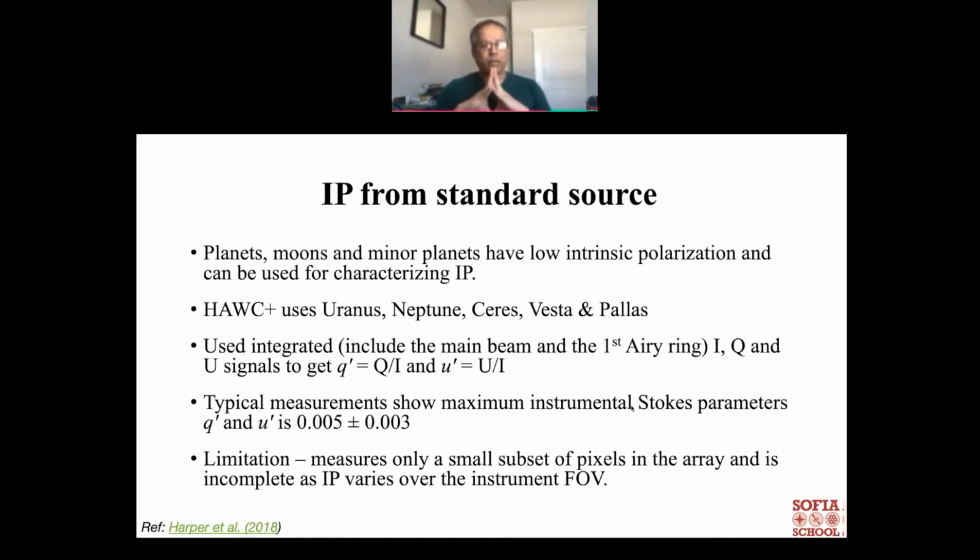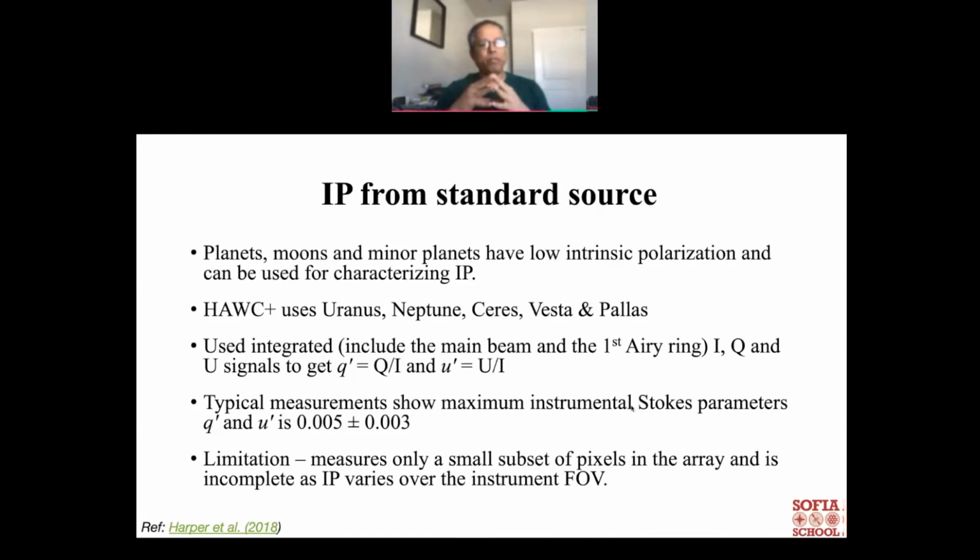So you can think of planets, moon, and minor planets as having very low polarization, or none at all. So when you observe these sources using HAWC and measure the polarization in the central few pixels, that polarization is basically coming from the instrument itself and not the source, not the planets or the moon. In case of HAWC, we use Uranus, Neptune, and some asteroids to look at this polarization.